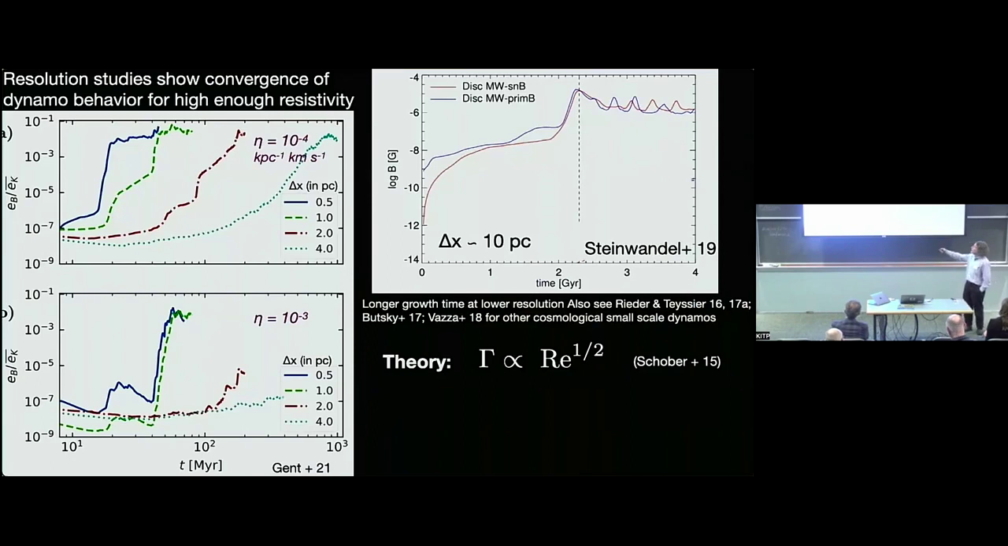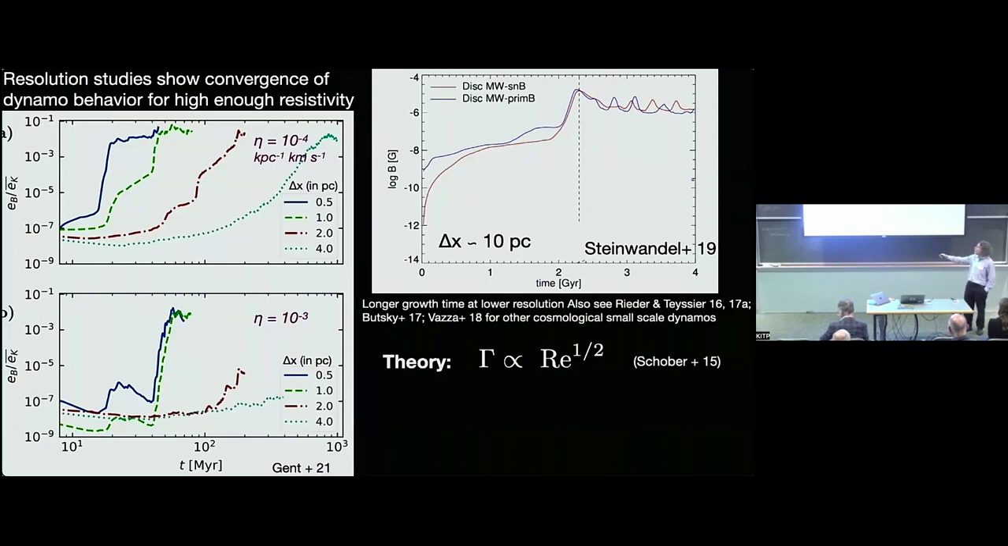This is a 4 parsec run. This is a gigayear. It took a full gigayear to reach saturation at 4 parsec resolution. At 2 parsec resolution, it was 200 megayears. At 1 parsec resolution, it was 50 megayears, maybe 30. And at 0.5 parsec resolution, we're down to just a few megayears. That was at 10 to the minus 4, which is probably still pretty much dominated by numerical resistivity.